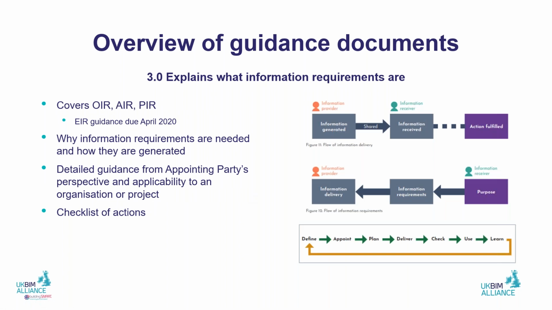Section 3 looks at the different information requirements. And as Sarah has said already, the EIR guidance is due this April, but it covers at the moment the organizational information requirements, the asset information requirements, and the project information requirements, who and when those requirements are generated by, how they are needed, and most importantly, how they are used from an appointing party's perspective to apply it to the organization or project as necessary. At the end of this section, there's a great checklist of actions that actually takes you through what you need to do.